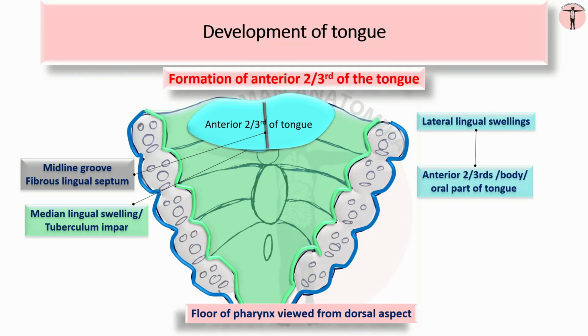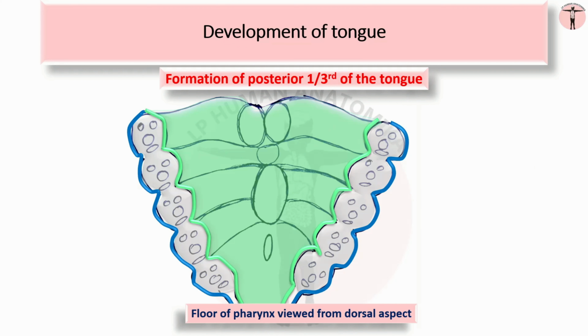Since the mucosa covering the body of the tongue originates from the first pharyngeal arch, sensory innervation to this area is supplied by the mandibular branch of the trigeminal nerve. The body of the tongue is separated from the posterior third by a V-shaped groove called the terminal sulcus. A second median swelling called copula is formed by the fusion of the ventromedial parts of the second pharyngeal arches.